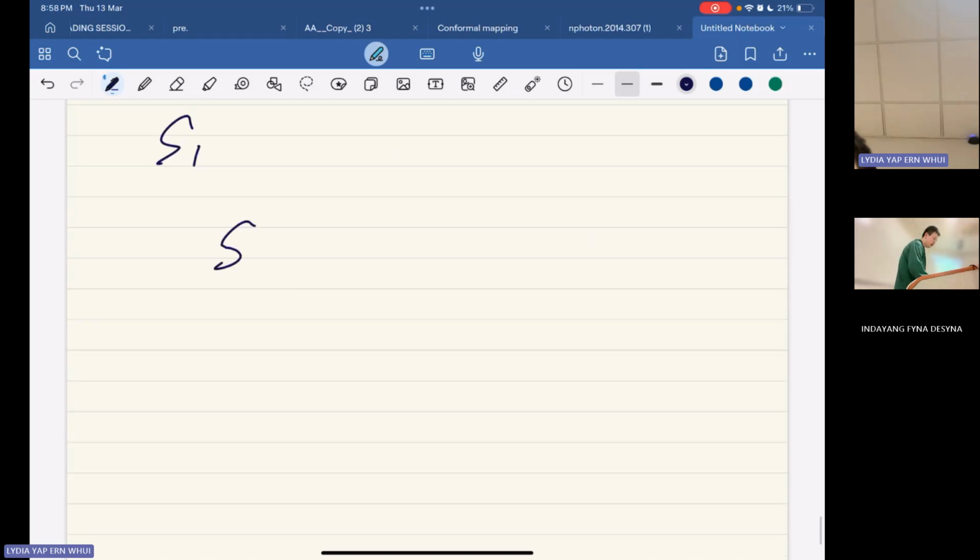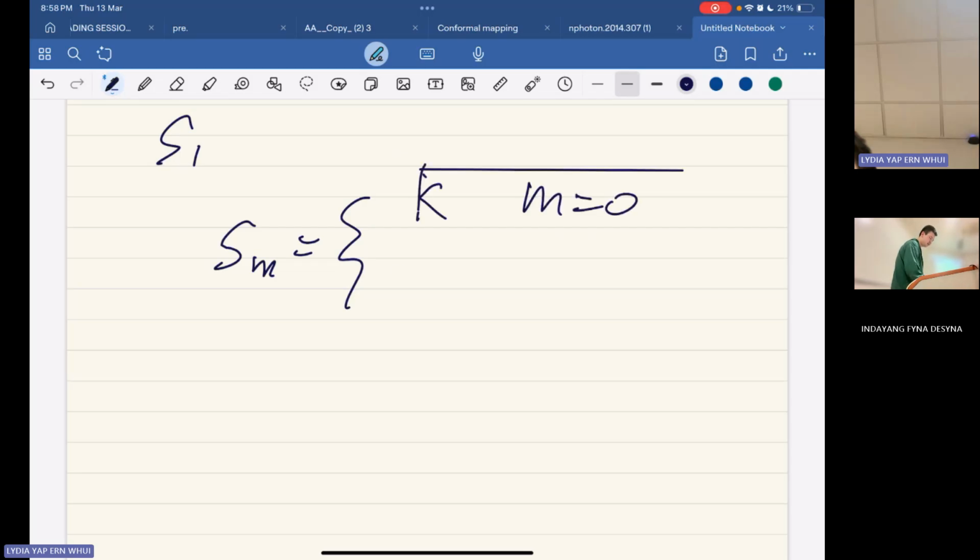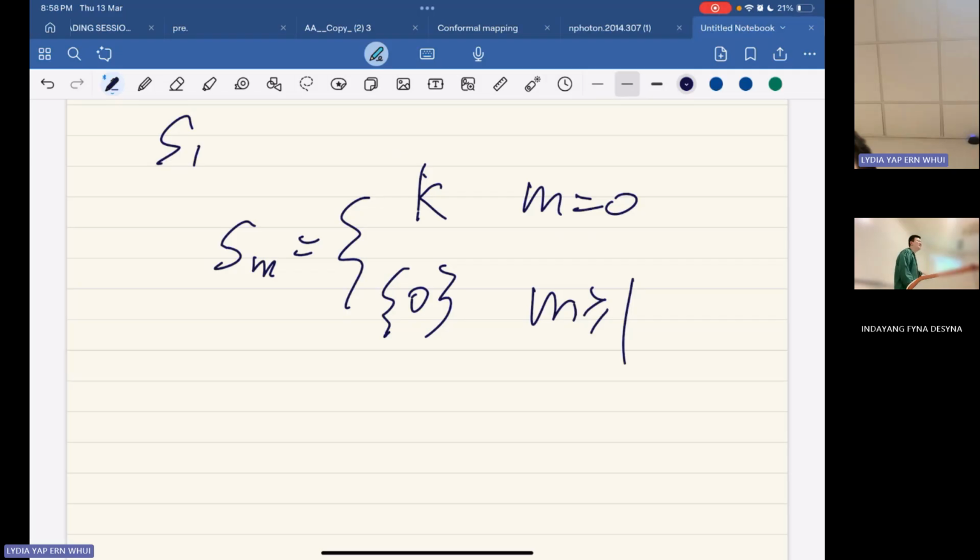So we can see that our S_M is equal to just K when M is equal to 0, and it is a 0 vector space when M is greater than or equal to 1. So what is the Hilbert polynomial function of this? We can see that H_M(0) is just the dimension of K, right?